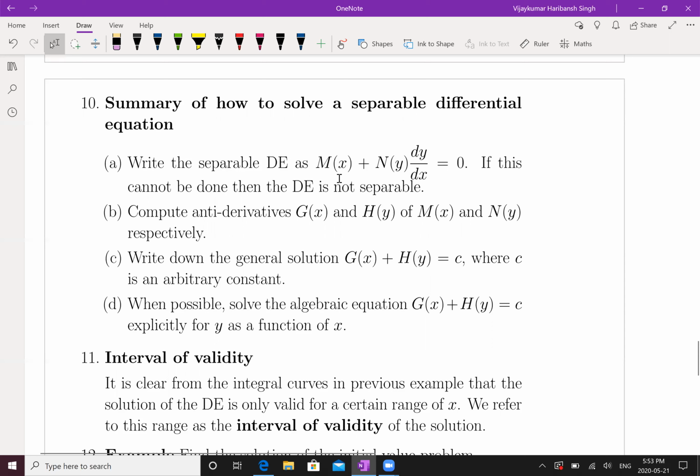Then you compute the antiderivatives of m of x, call that antiderivative g of x, and the antiderivative of h of y as n of y. Then we get the general solution of the form g of x plus h of y equals c, where c is some constant. And then we try to solve that algebraically. Okay, so that's the idea.